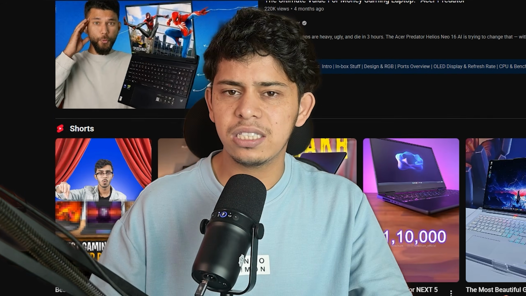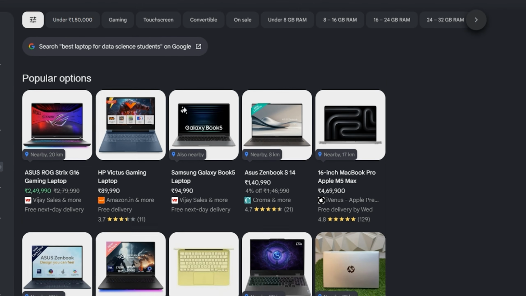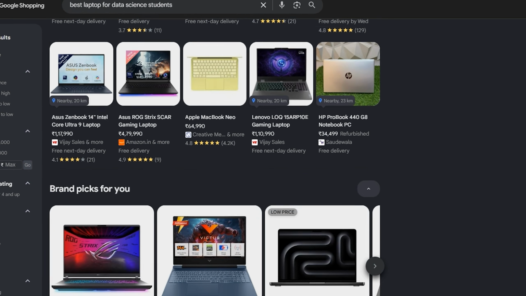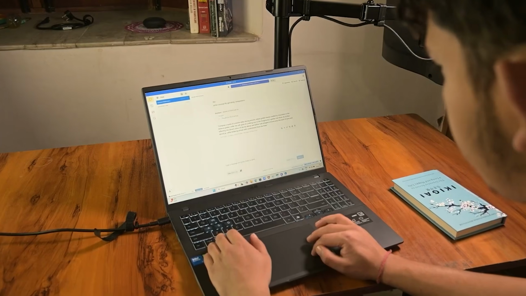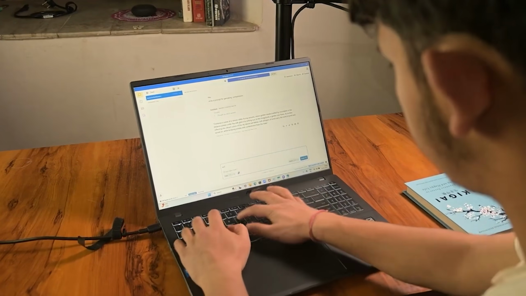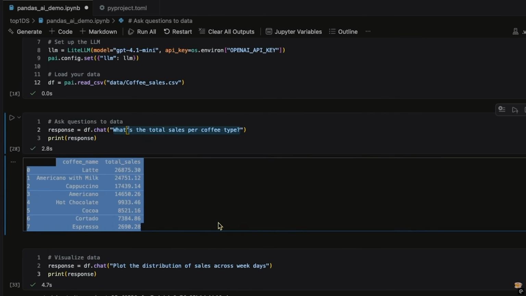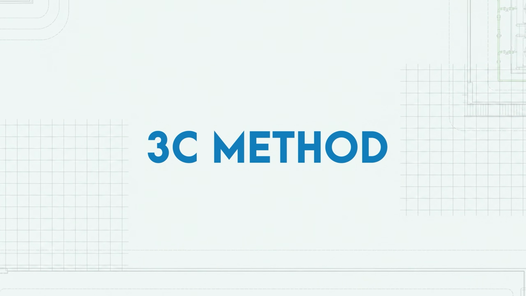If you are a data science student and you are confused about which laptop to buy in 2026, I get it. You have probably watched a lot of videos and somehow you are even more confused. When I started looking into this myself, I realized that the biggest problem wasn't the lack of options, it was having too many. So I went through dozens of laptops, benchmarks, and actual workflows like real data science workloads, and somewhere in there I landed on a simple way to figure out which laptop actually fits your workflow. I'm calling it the 3C method. I will get to that a bit later.